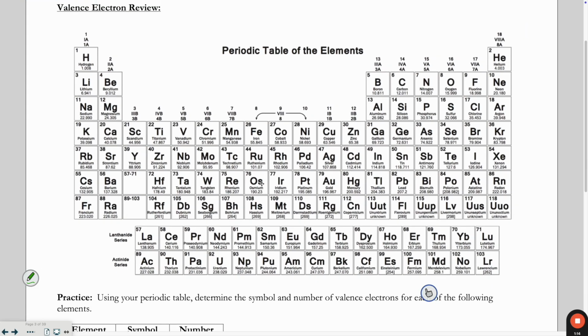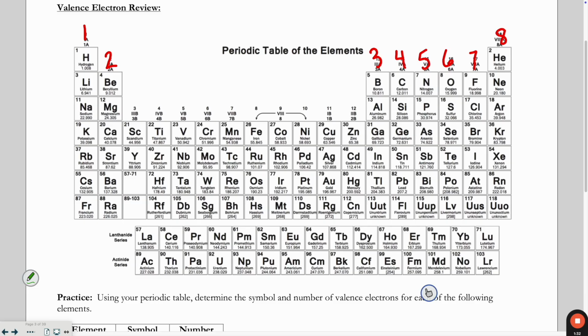number of valence electrons. So just a reminder, in this first group right here, you've got one valence electron, you've got two. Remember, you can just count across. 3, 4, 5, 6, 7, 8. And this is going to be something that we use throughout this lesson today.